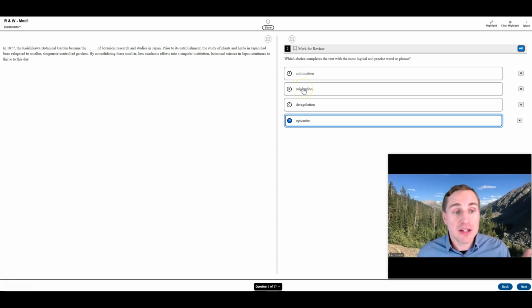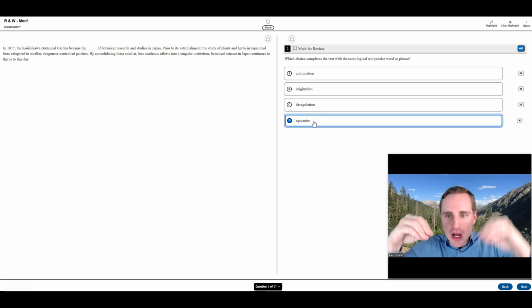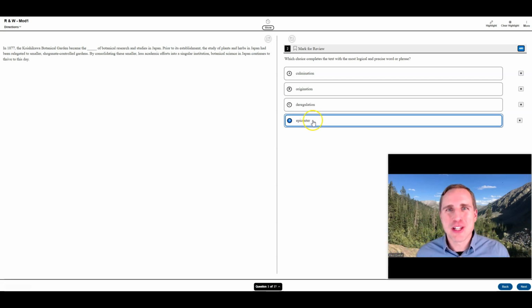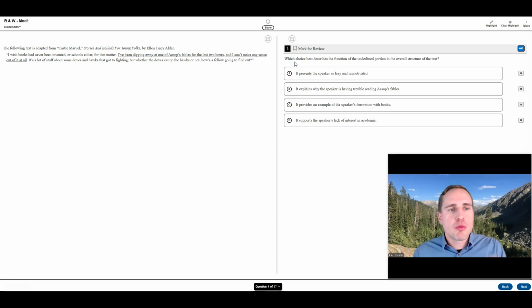Not the origination, not necessarily where it started, not necessarily culmination, not necessarily where it ended, and not necessarily deregulation in terms of laws. Epicenter. That's where things are concentrated. Okay, so I think that's good. Let's move on. So now for question 3, we have a different set of instructions.